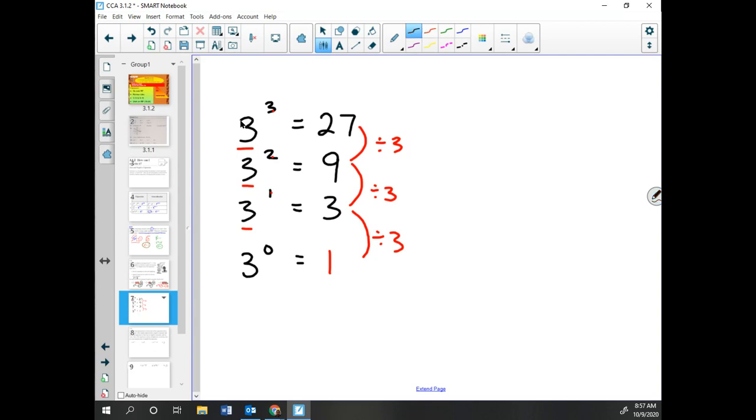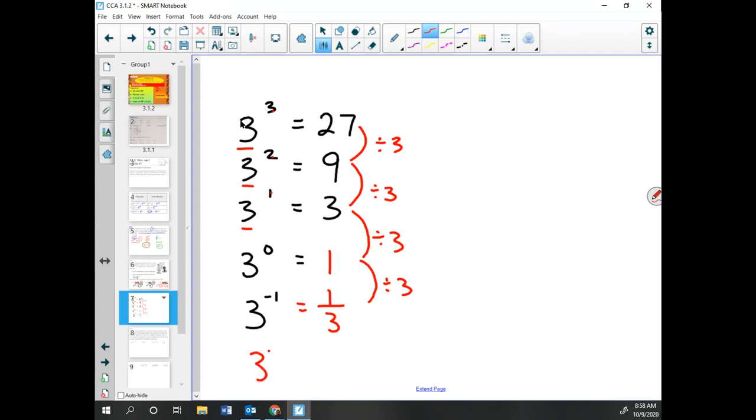But let's keep going with this pattern. What would the next value be? 3 to the negative 1. And over here, this is so cool. I love it. Divide by 3 again. Well, 1 divided by 3.